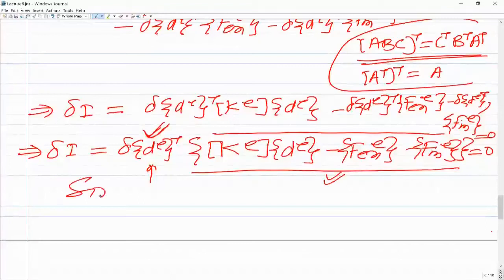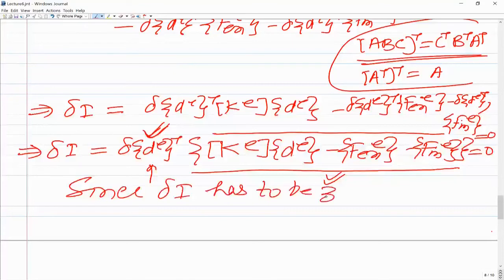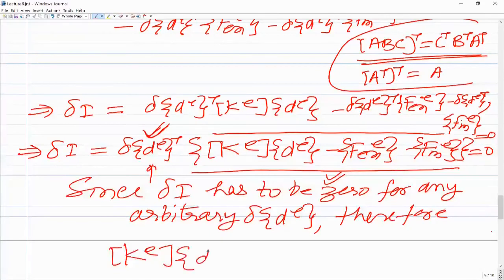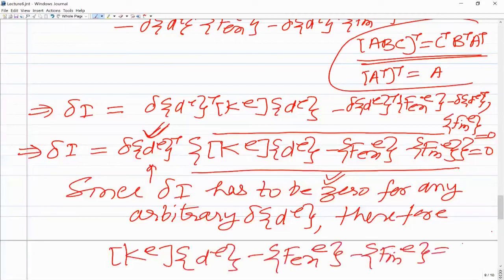So since delta I has to be 0 for any arbitrary delta DE, therefore we get this expression: KE into DE minus F external for the element minus F internal for the element is equal to a null vector.